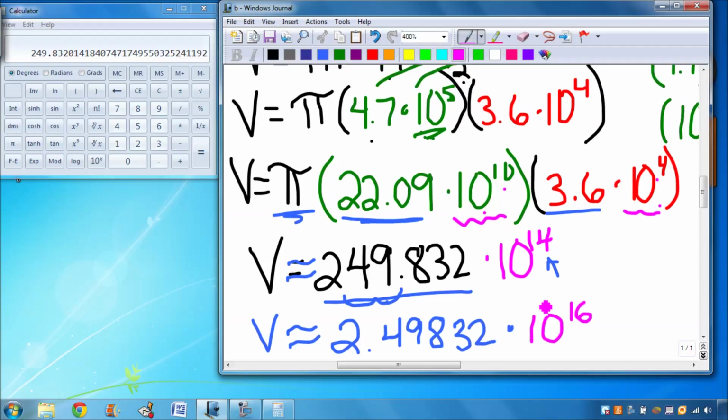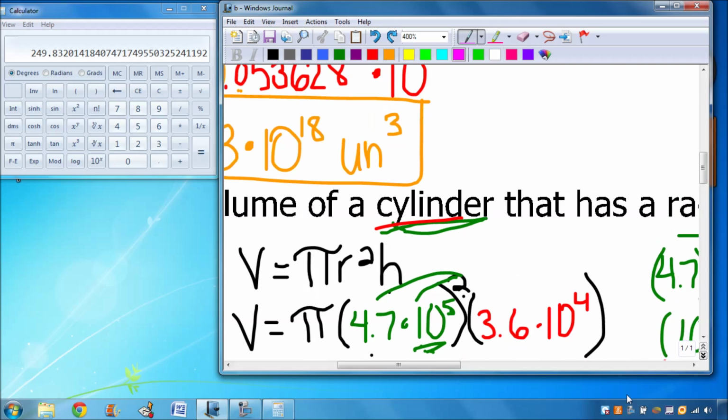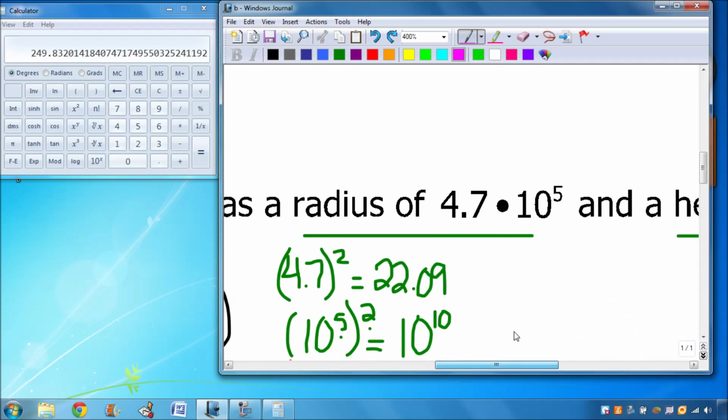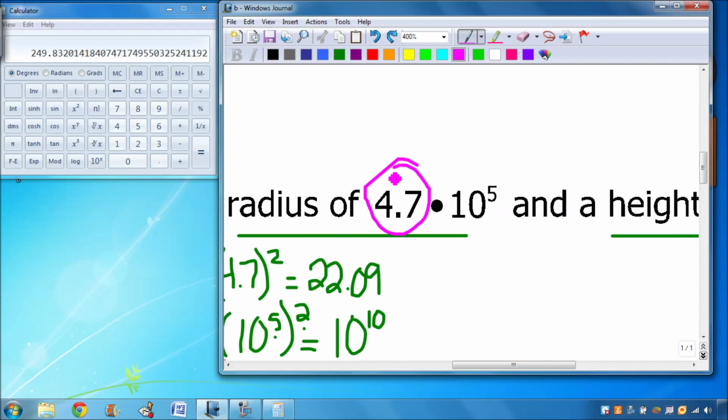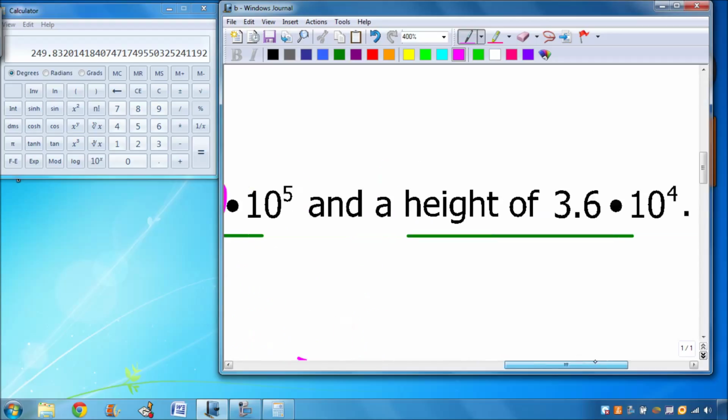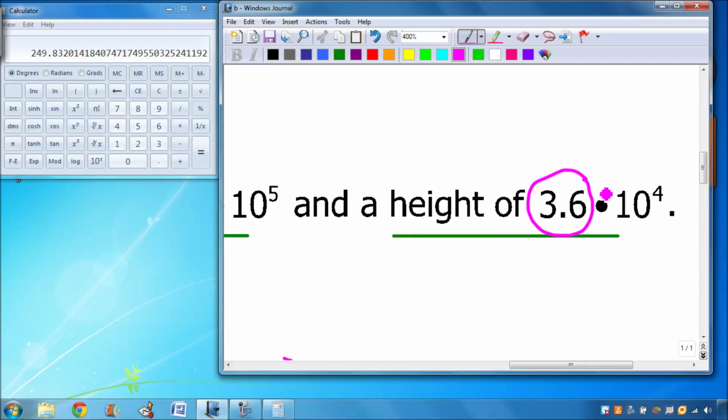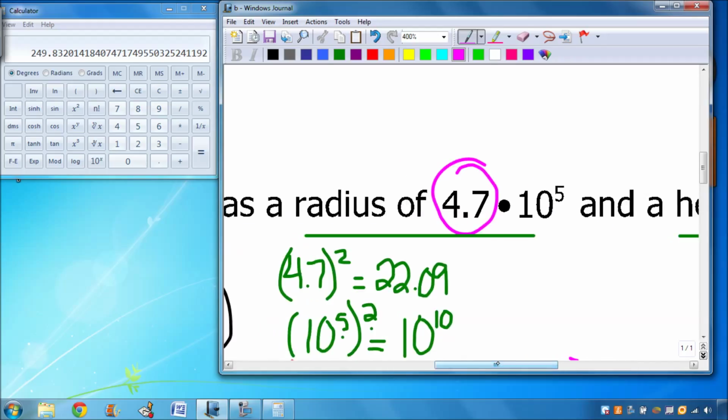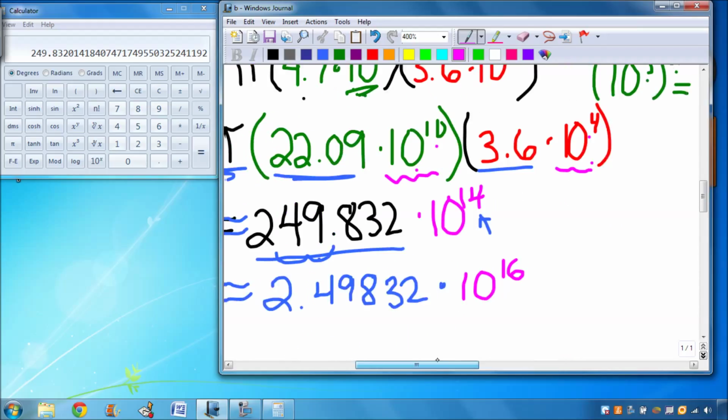The last thing I need to do is figure out where I'm going to round this number right here. The place that you're going to round it is based on how the problem is given to you. If you notice, the problem gives you both of these answers rounded to the nearest tenths place. So that means I'm going to round my answer to the nearest tenths right here.